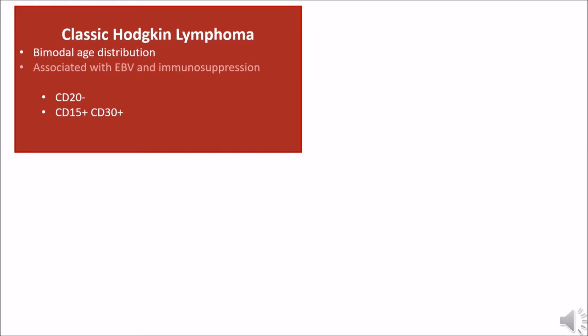Classic Hodgkin lymphoma is a special type of B-cell lymphoma. Recall that classic Hodgkin lymphoma arises from the germinal center B-cell, but downregulates expression of some normal lymphocyte markers, such as CD45, and normal B-cell markers, such as CD20, and expresses unusual markers like CD30 and CD15. It follows a bimodal age distribution, with a higher incidence in younger patients, and then again in older patients. There is an association with EBV infection, as well as immunosuppression.